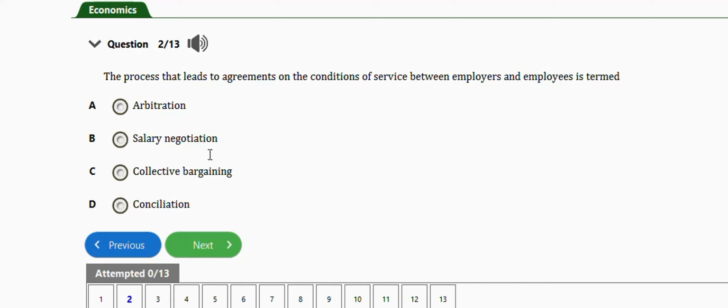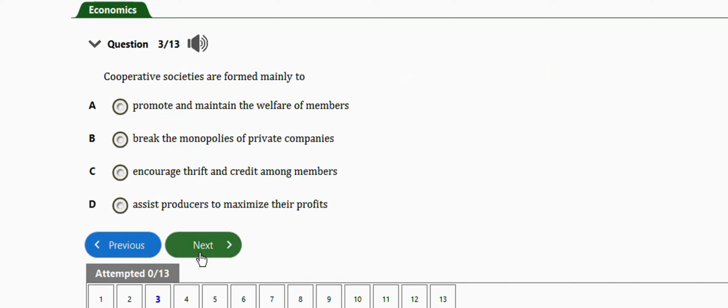Very, very important. Next repeated question we have is this one. It says cooperative societies are formed mainly to, we have, promote and maintain the welfare of members, break the monopolies of private companies, encourage thrift and credit among members, assist producers to maximize their profits. The right answer is option A, which is to promote and maintain the welfare of members.